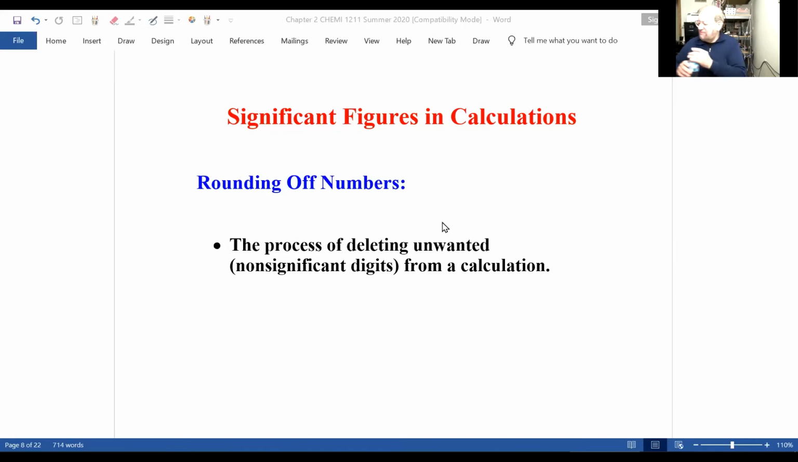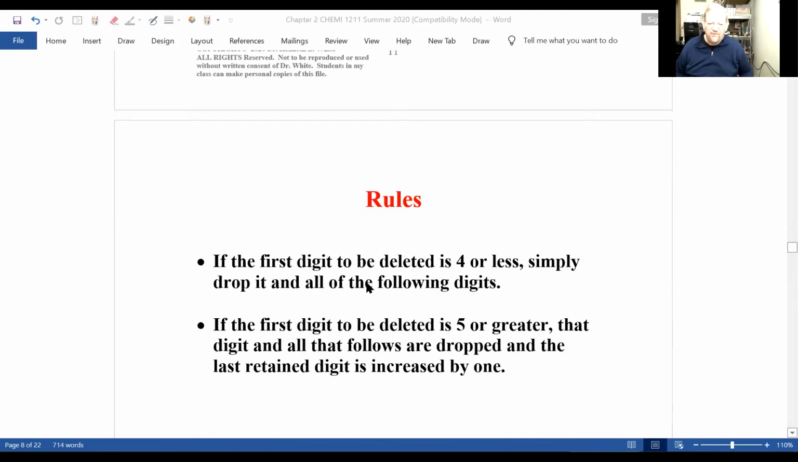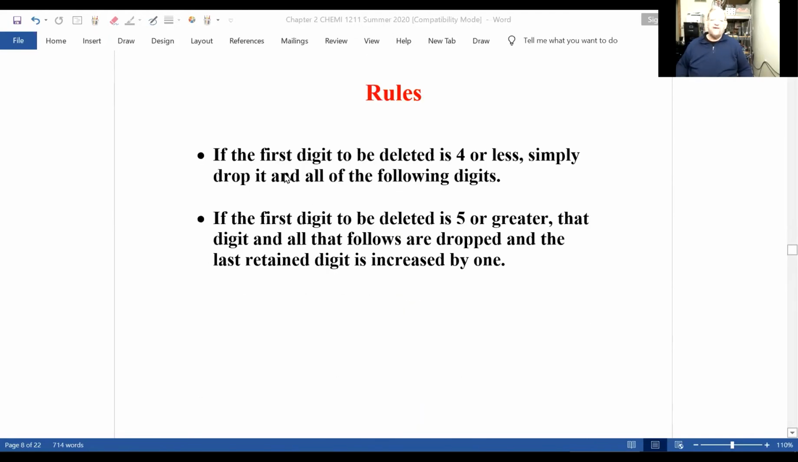And rounding off numbers is a way of deleting unwanted, non-significant numbers, or digits really, or numbers, I'll use it interchangeably, from a calculation. And there are rules. And I'm never going to ask you what are the rules on a test, but I will ask you to use them.